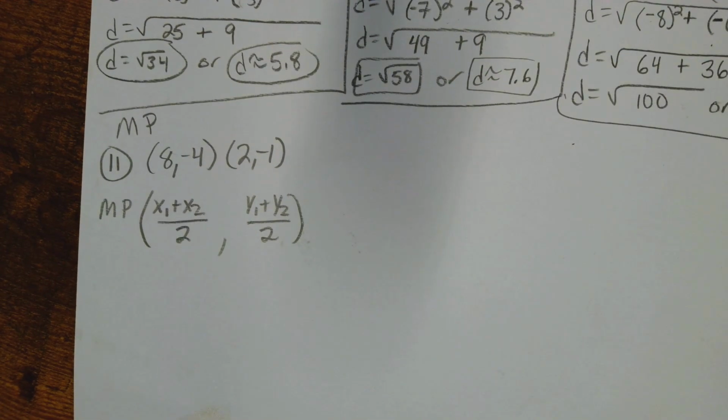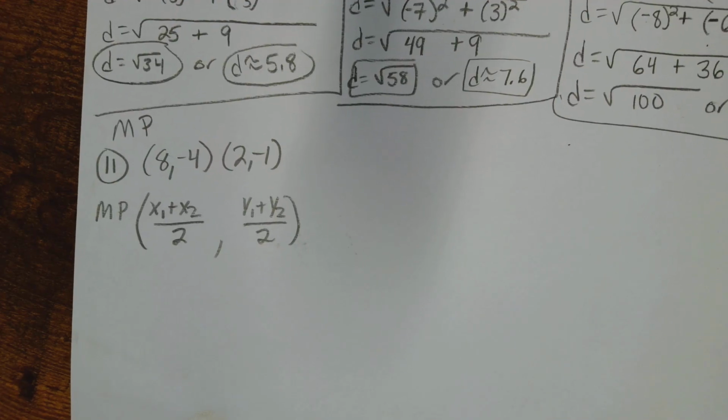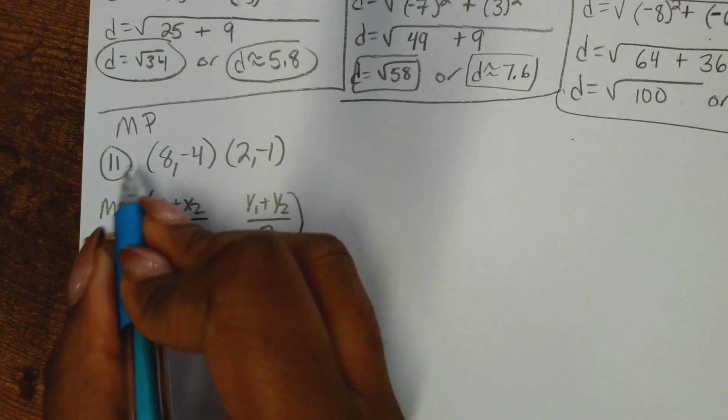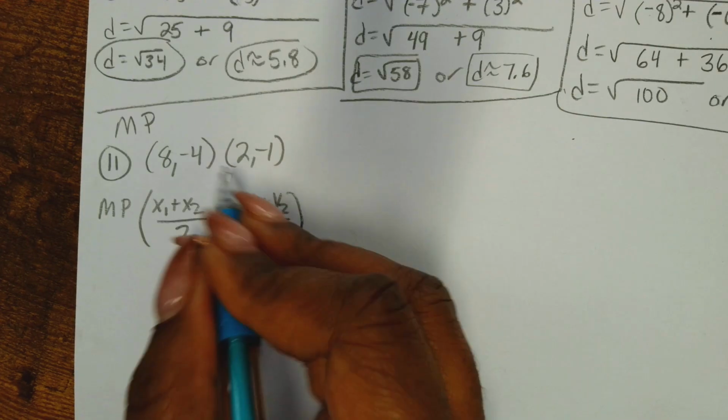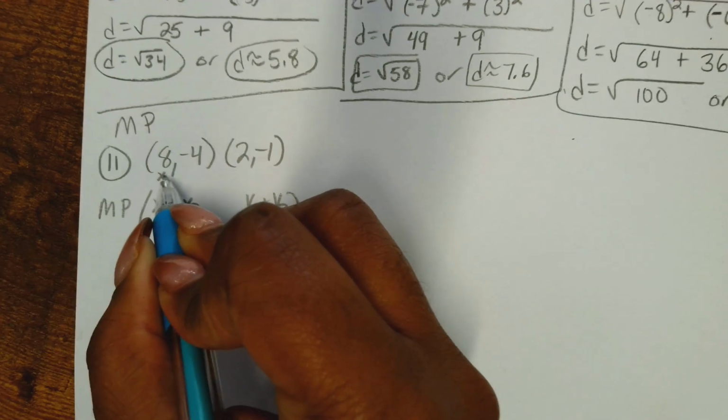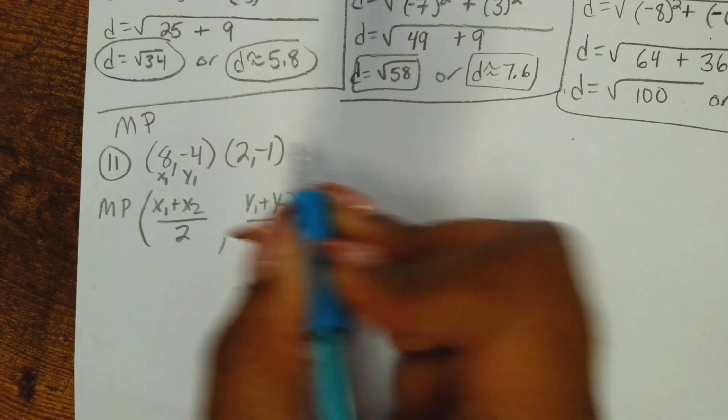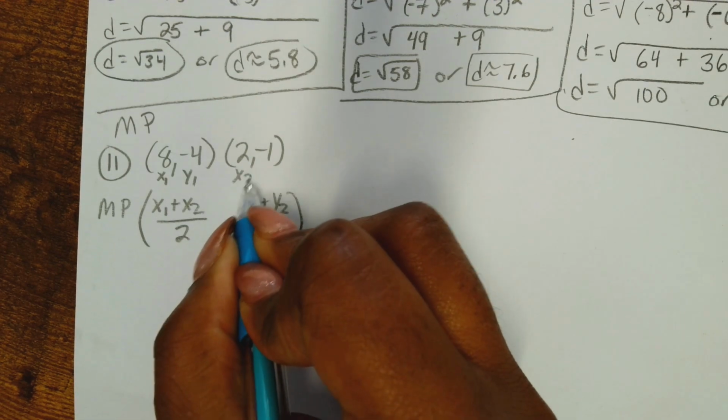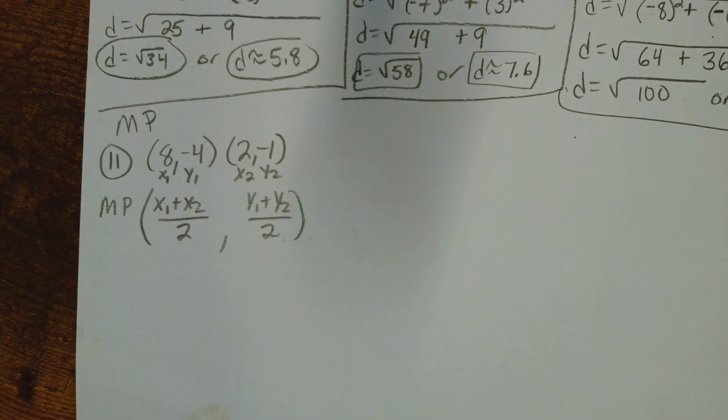Okay? So let's label our coordinates. These are both endpoints. This is endpoint 1, x1, y1. This is endpoint 2, x2, y2. Questions about that?